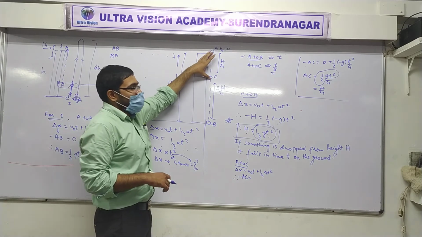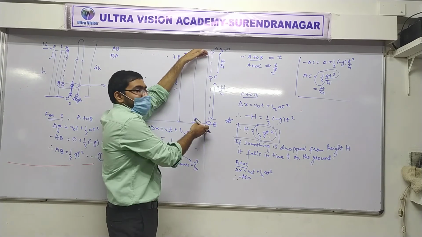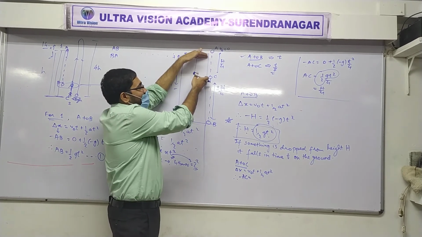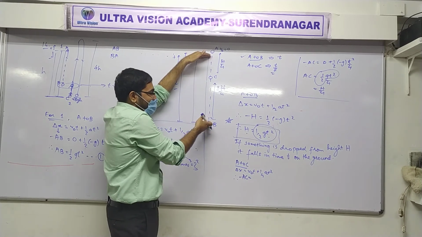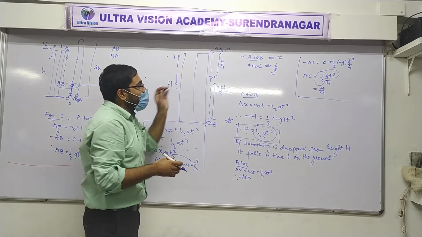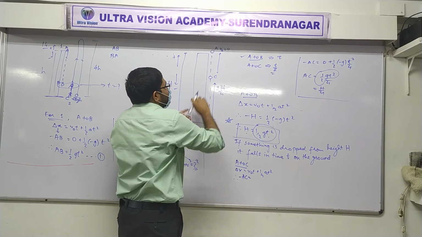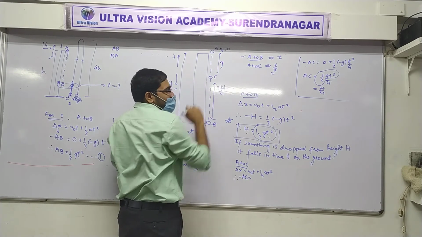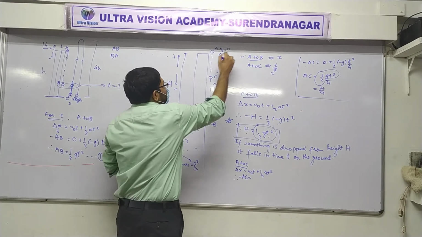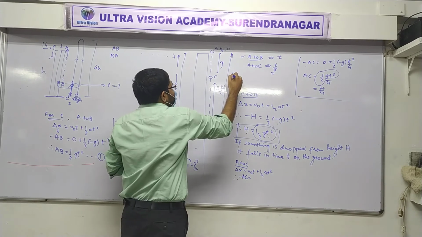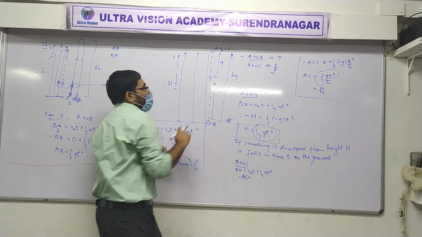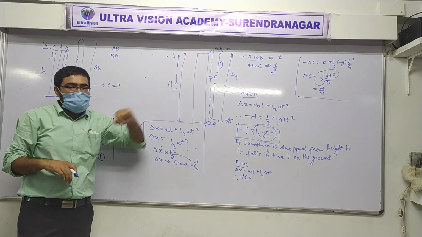Here we have a time t by 2, and here we have a time t. I repeat, A to C time t by 2, A to B time t. So whatever this is, suppose let's say y, then the total should be 4 times, that is 4y. Who understood that? Y and 4y.